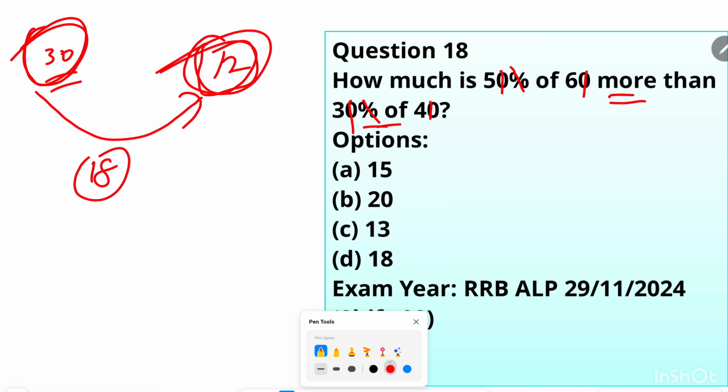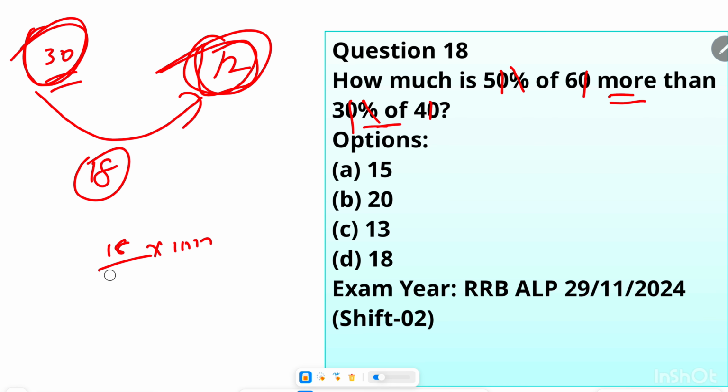18. If it had asked about the percentage, we could also convert it into the form of percentage, that is, we could write 18 over 12 times 100. But it is not asking that, right? It is not asking about the percentage. It is just asking about that number, how much is less. So the answer should be D, 18, right?